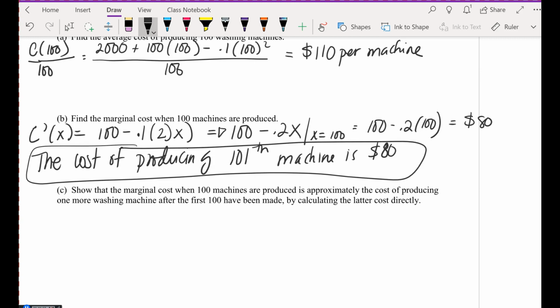So what if on the test I said, find the cost of producing the 100th machine? Then you would do 99. So the language, that's what I'm saying. Calculus is all about the language. Marginal cost is producing one more. Marginal revenue is selling one more.